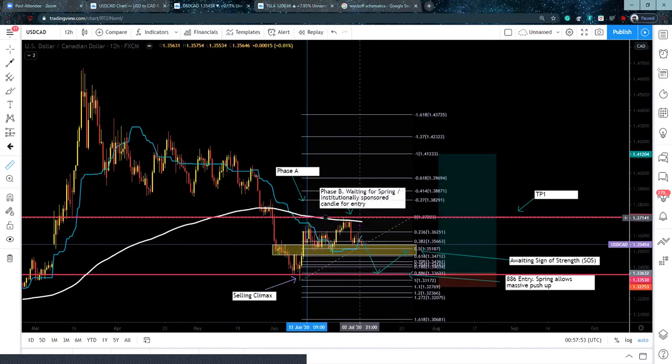Right now, phase B, we have this trading range established. So just think of it like a checklist. Phase A, you find your selling climax. Phase B, you're waiting for your institutionally sponsored candle close to the selling climax or after a spring. What is a spring? Again, simply a place of rejection, simply where you see an actual bounce start happening.